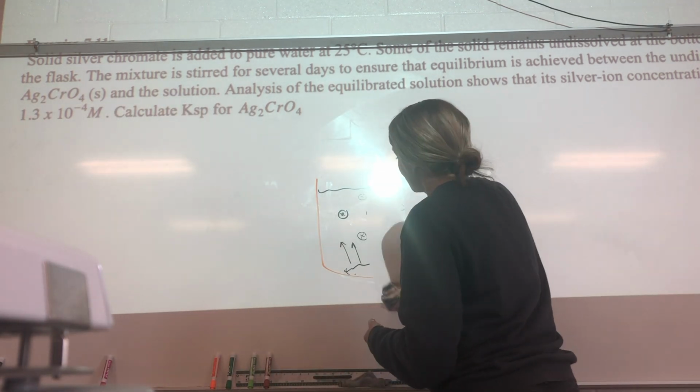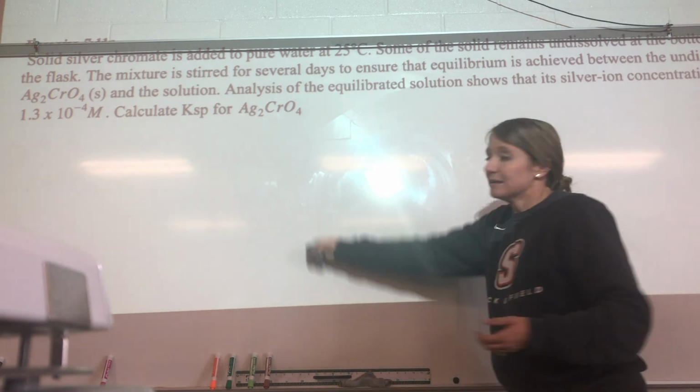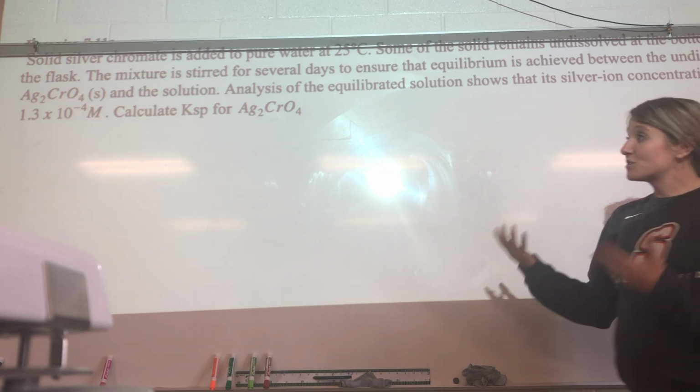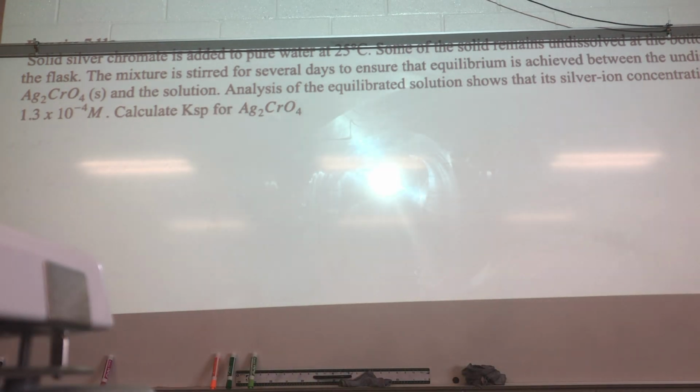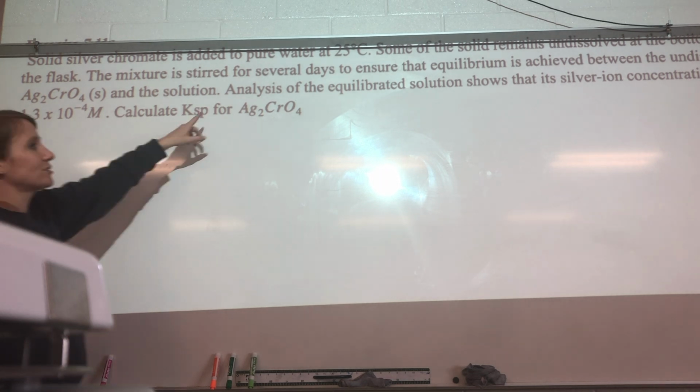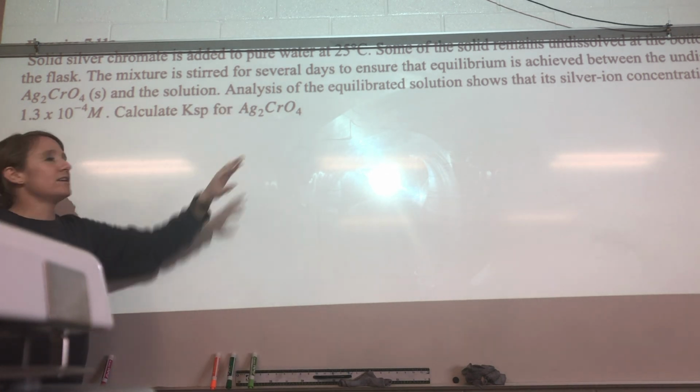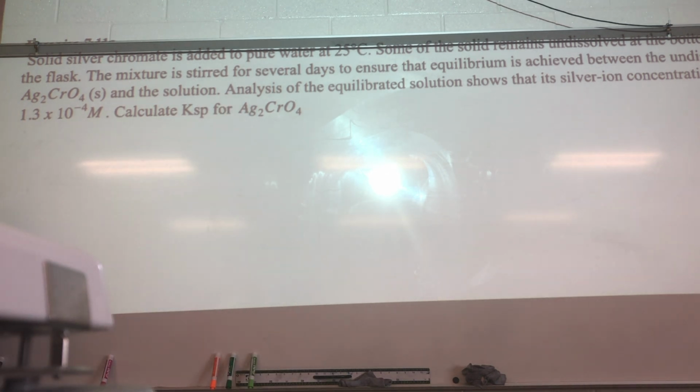Now try to relate it to what we've learned in the other units, because it's really just equilibrium again, okay? So the question says, solid silver chromate is added to pure water at 25 degrees Celsius. Some of the solid remains undissolved at the bottom of the flask. The mixture is stirred for several days to ensure that equilibrium is achieved. Okay, so I'm just making sure that I'm at the point where I've dissolved the most and equilibrium is established. We're able to analyze our solution and find that the silver concentration is this, and we want to know what the KSP is for our sample.